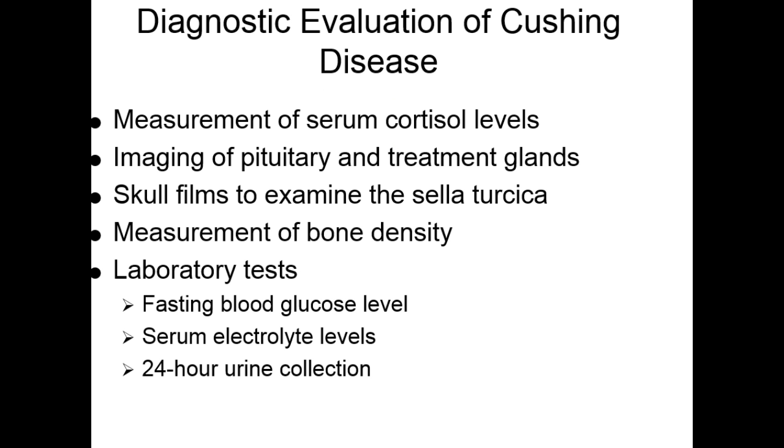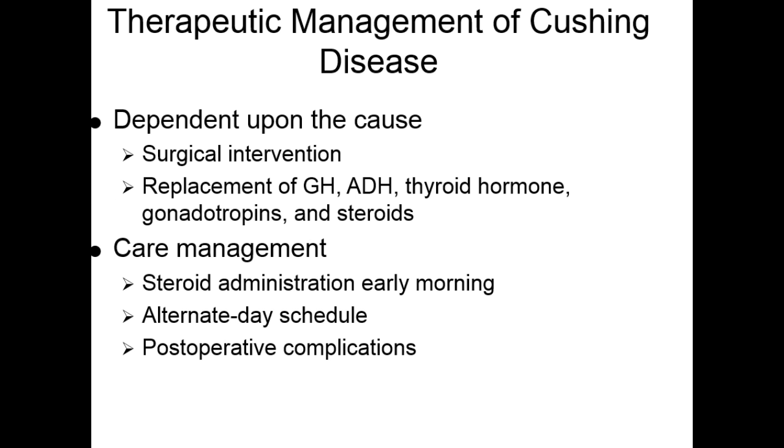The diagnostic evaluation of Cushing's disease: you measure the serum cortisol levels, imaging of the pituitary gland, skull films to examine the sella turcica, measurement of bone density, and then laboratory testing.